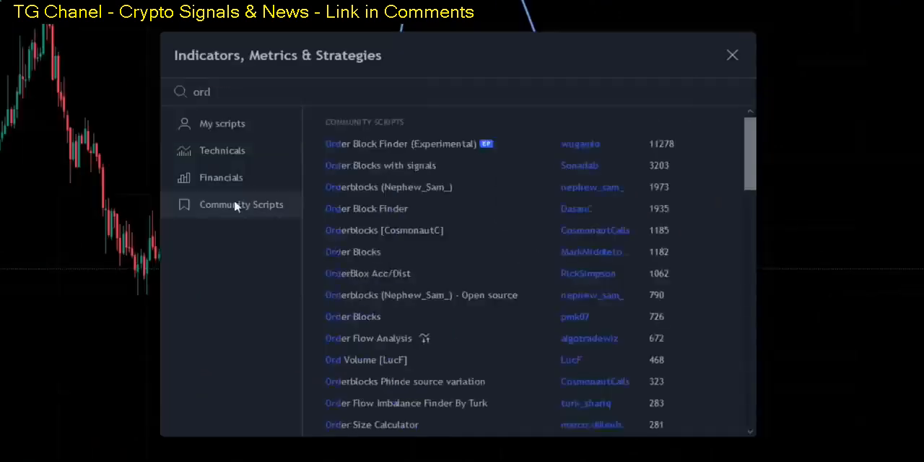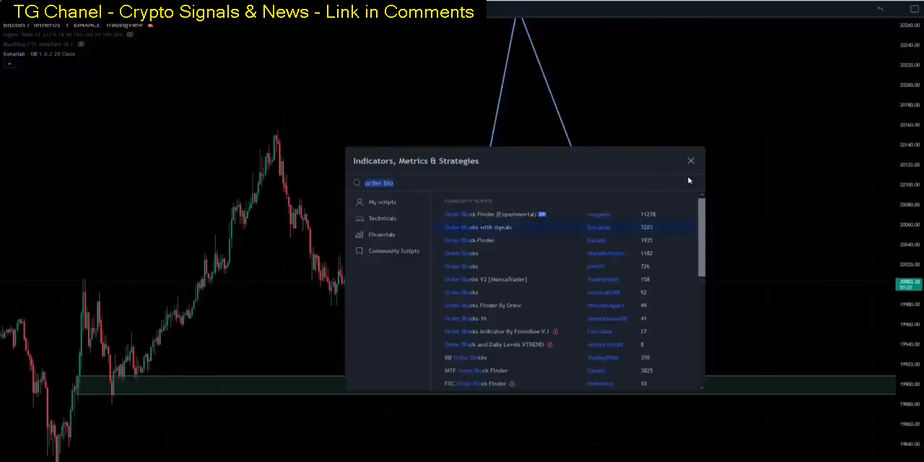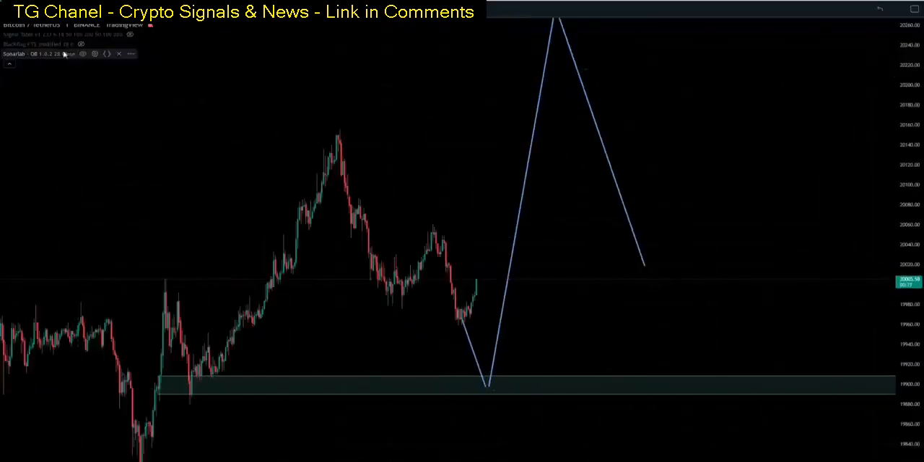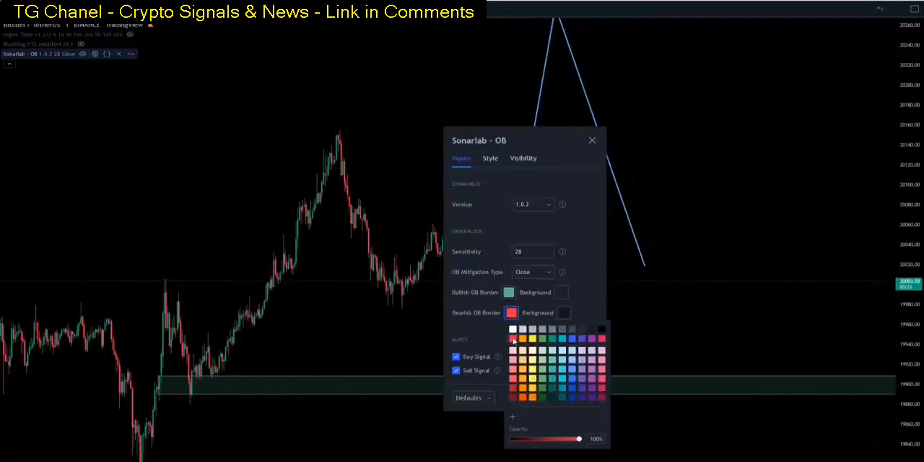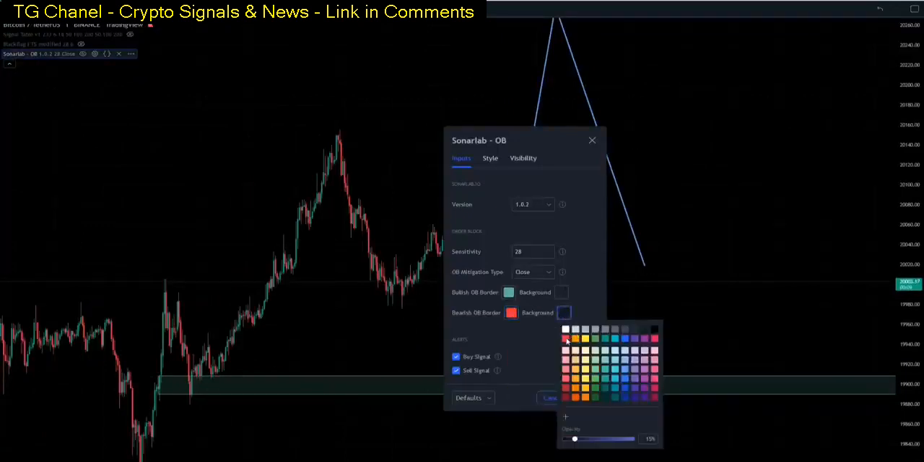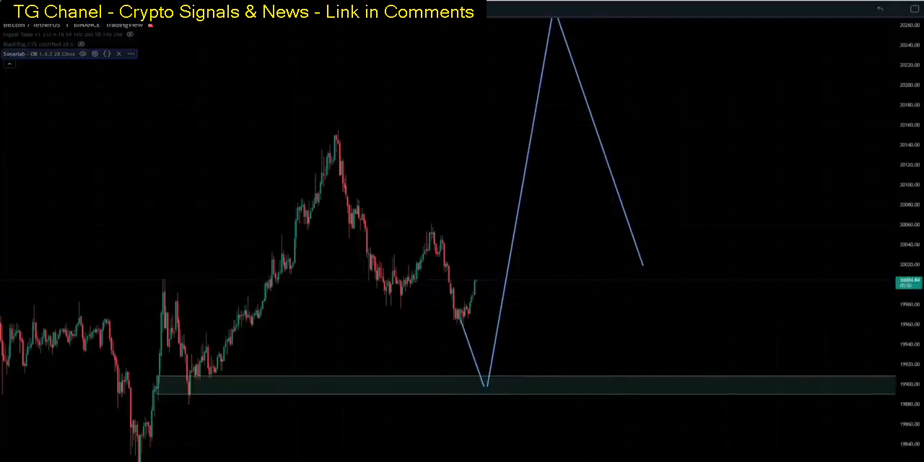Let me show you the indicator that I used in this strategy. Search order block here, add this order block with signals to your chart. Let's change its settings. We change this blue to red and set the background to red as well. We also increase the opacity a little bit. That's it for the indicator settings.